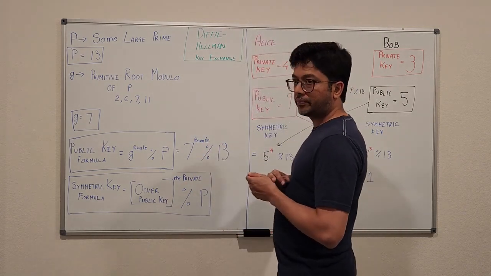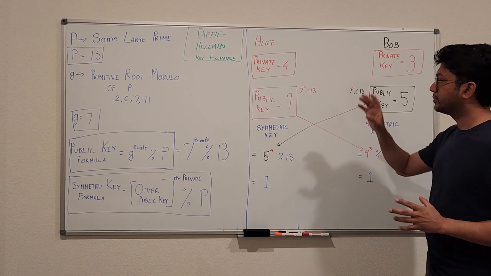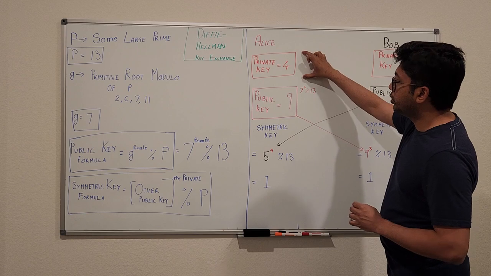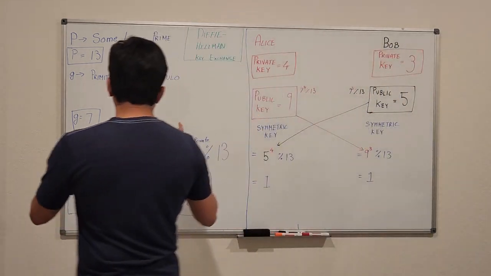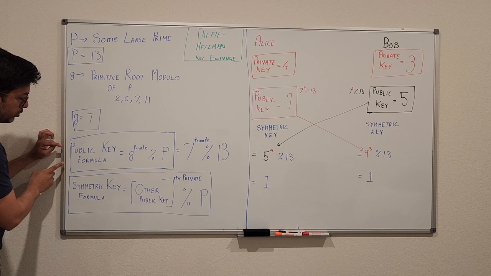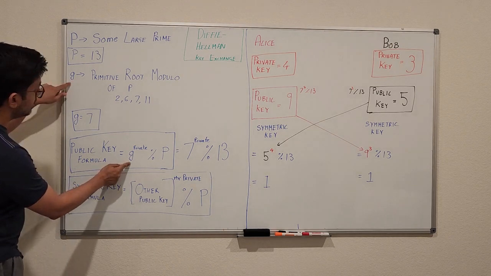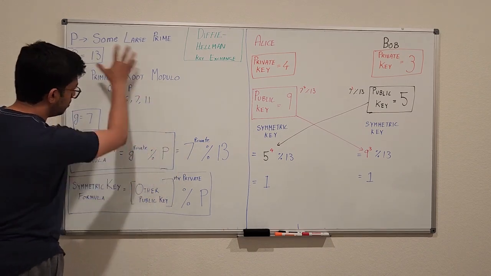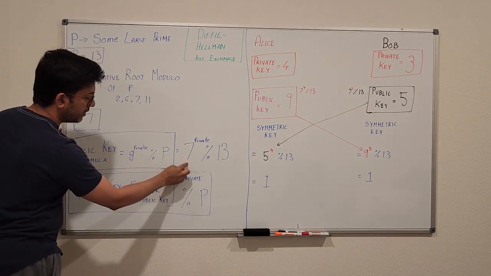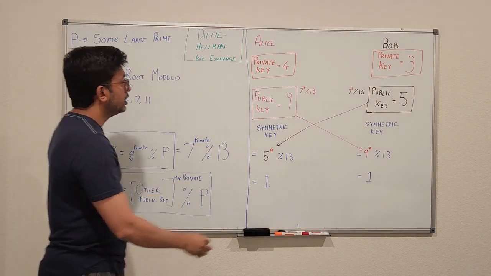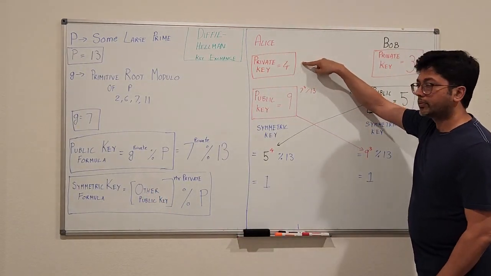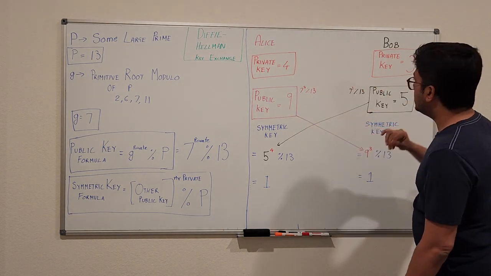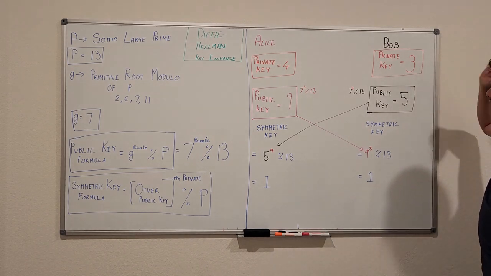Then let's come to you and your friend. You have a private key, and you use this formula to generate a public key. The way you generate a public key is G raised to your private key modulo P, which based on the numbers we chose is 7 raised to your private key modulo 13. So if you picked 4, your public key would be 7 raised to 4 modulo 13, which comes to 9. Similarly, your friend also picks a private key 3, which is again only in his head.